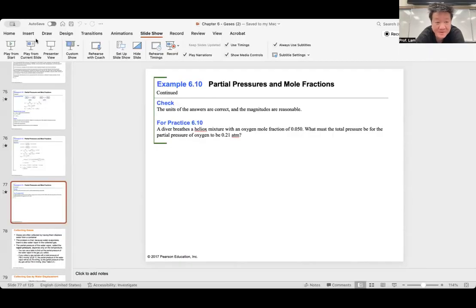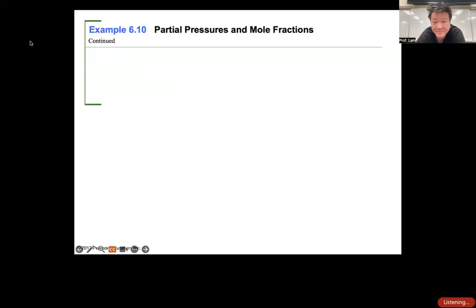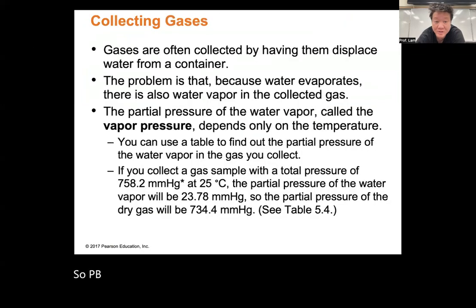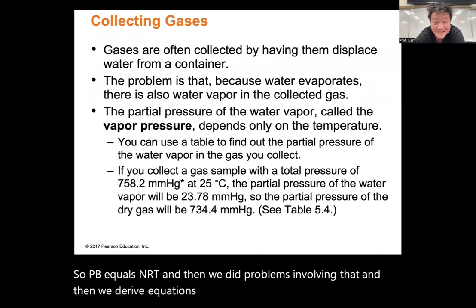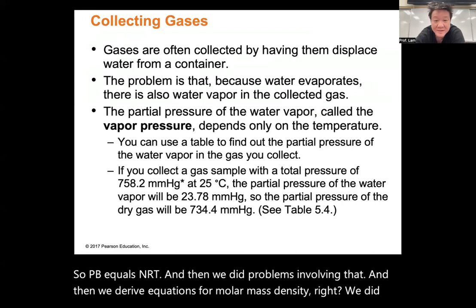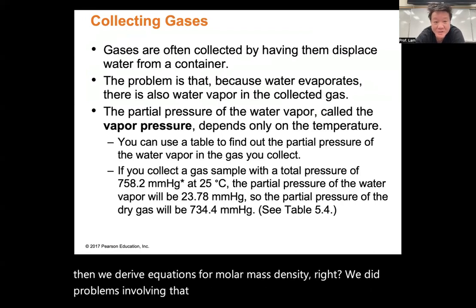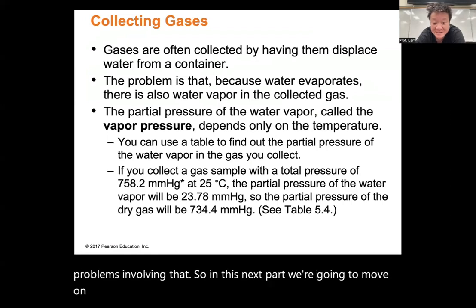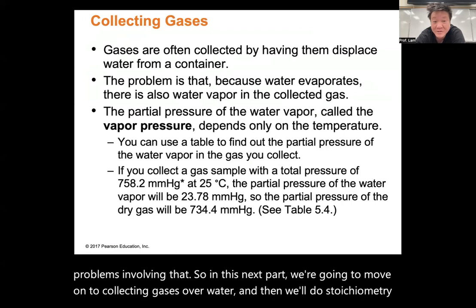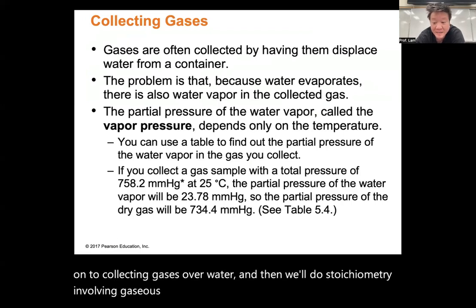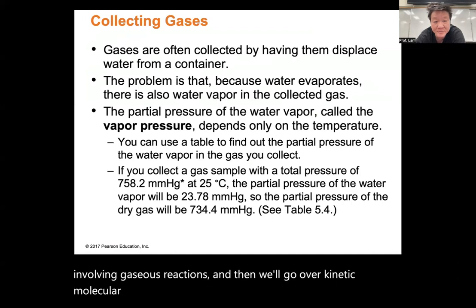If you remember, last time we went over the ideal gas law, PV equals nRT, and we did problems involving that, and then we derived equations for molar mass and density. In this next part, we're going to move on to collecting gases over water, and then we'll do stoichiometry involving gaseous reactions. Then we'll go over kinetic molecular theory, and we'll end there.